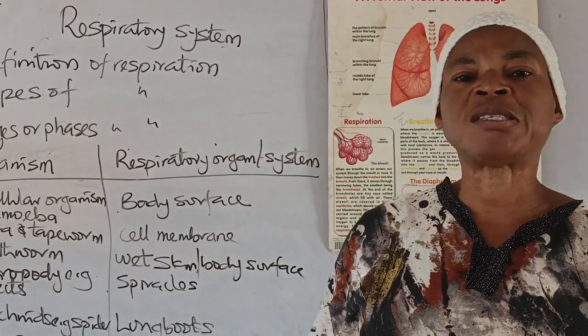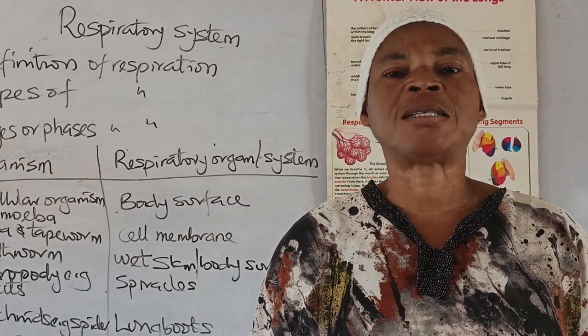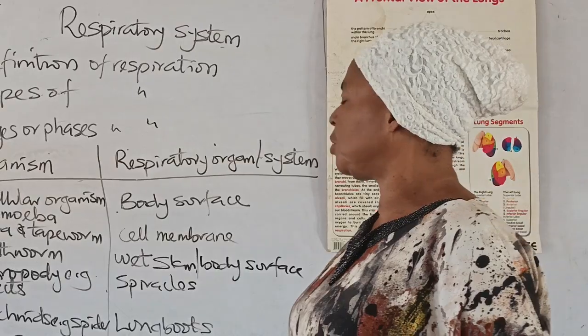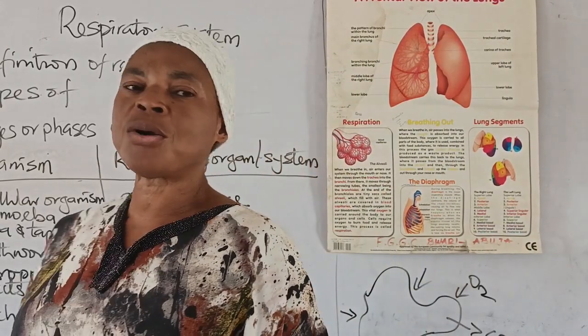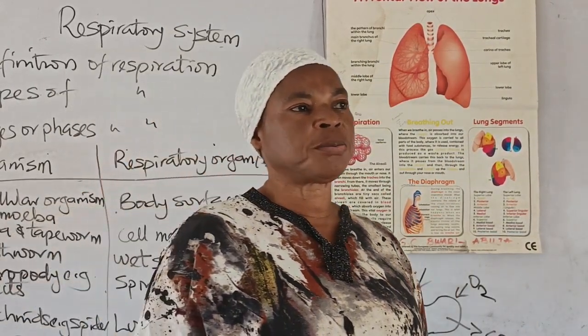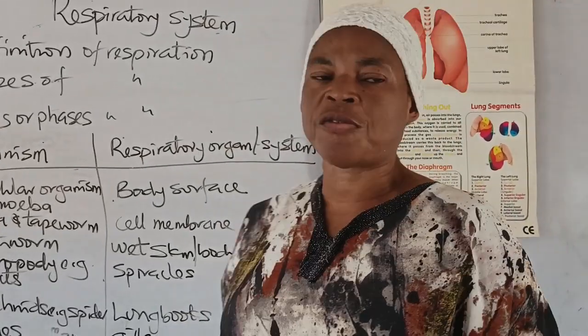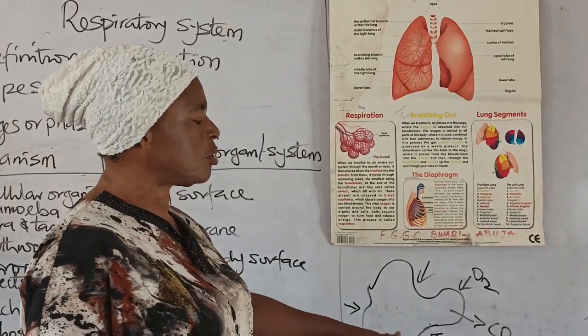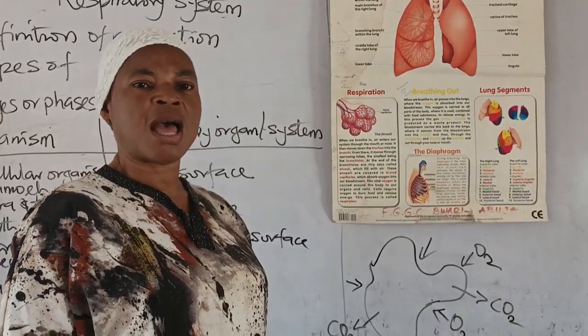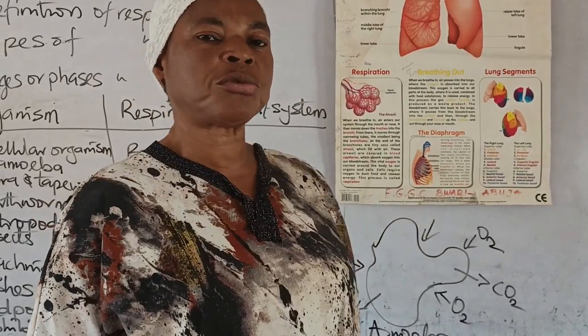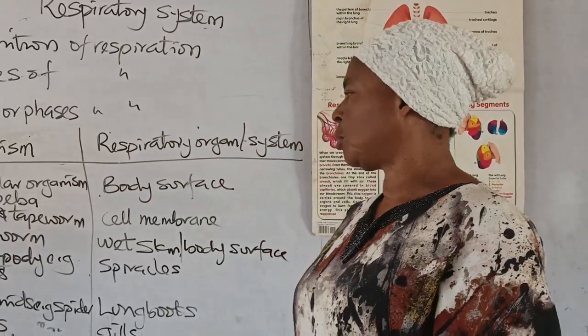The plants use the stomata and lenticels. So that is organisms and their respiratory organ or system. I'll now go to the mechanism of respiration. In the case of amoeba, it uses the body surface. So what happens is that oxygen diffuses inside and carbon dioxide diffuses outside. It's just through simple diffusion.